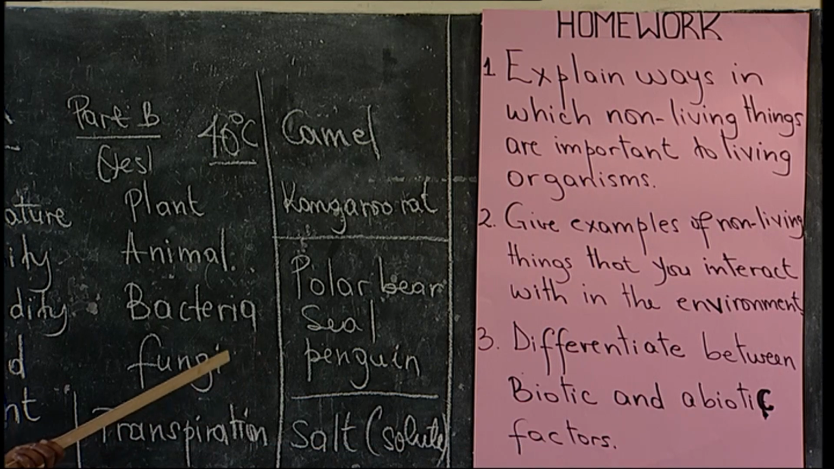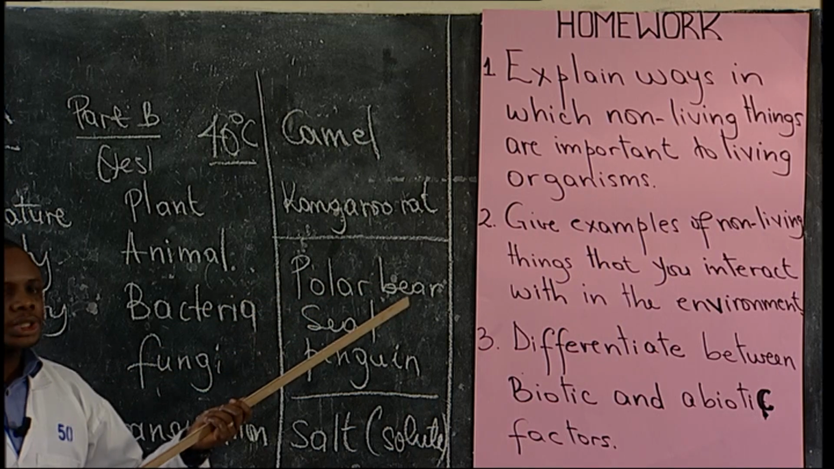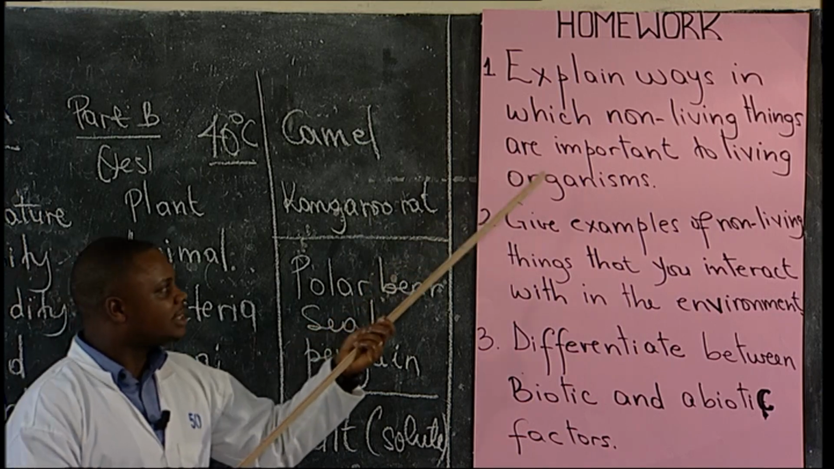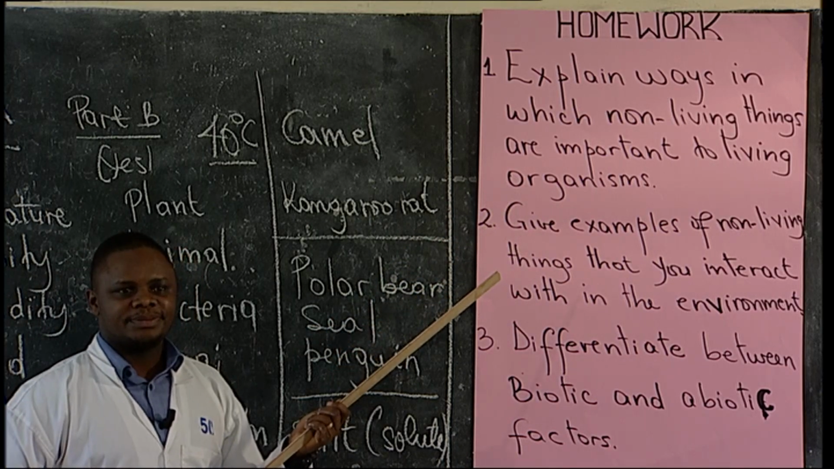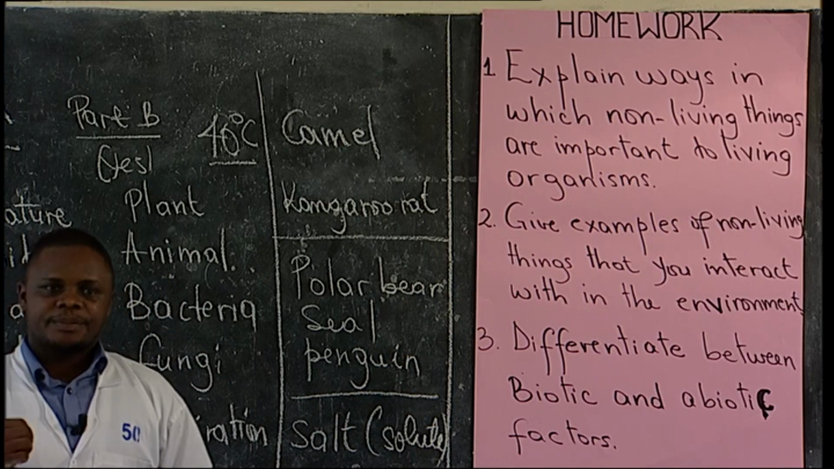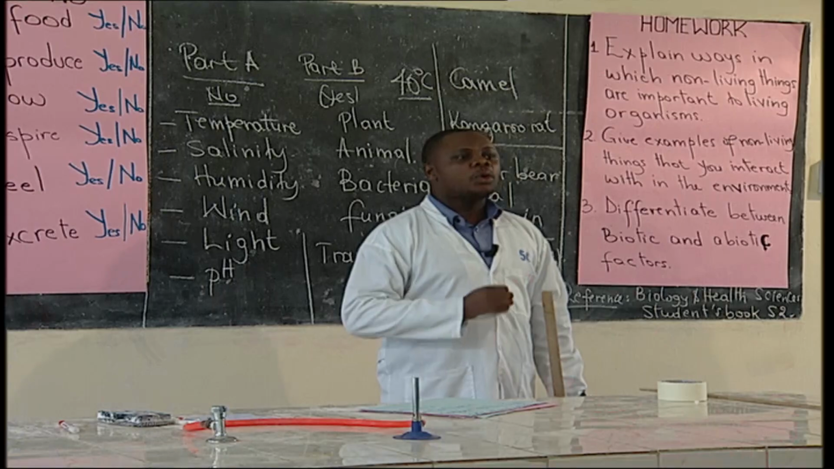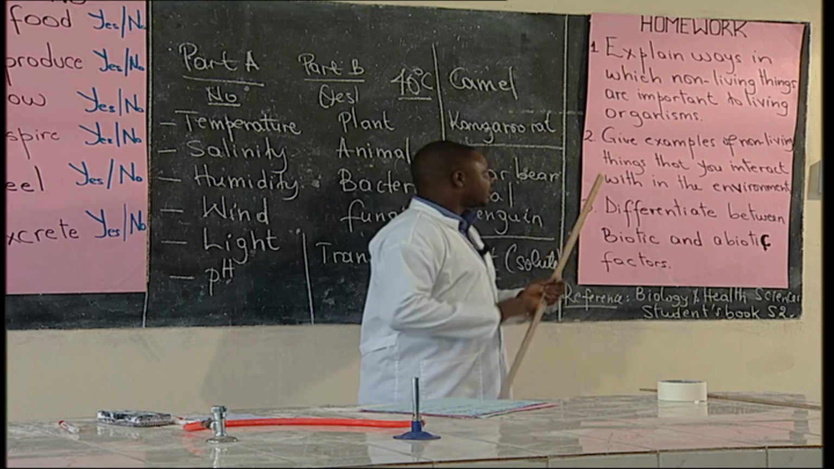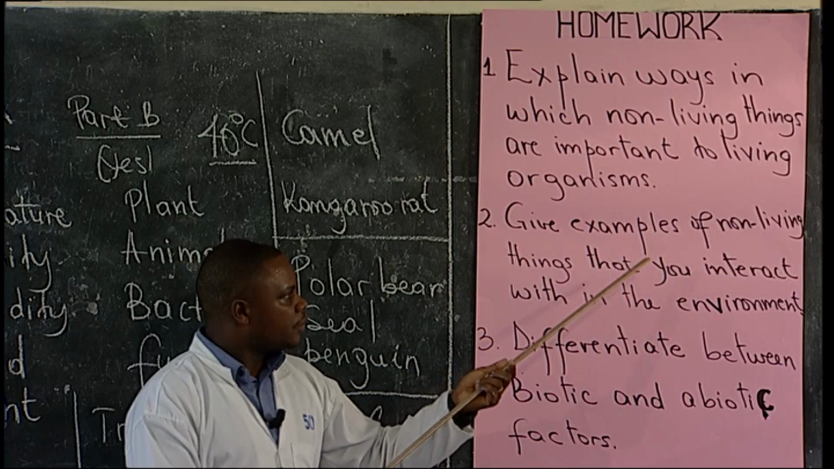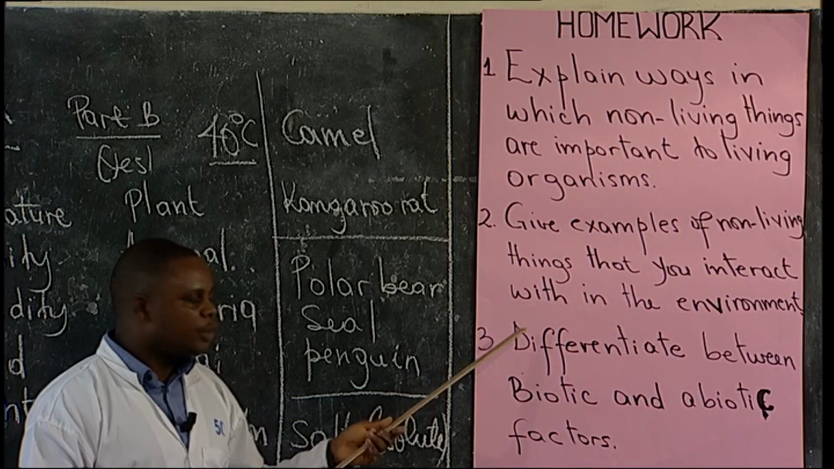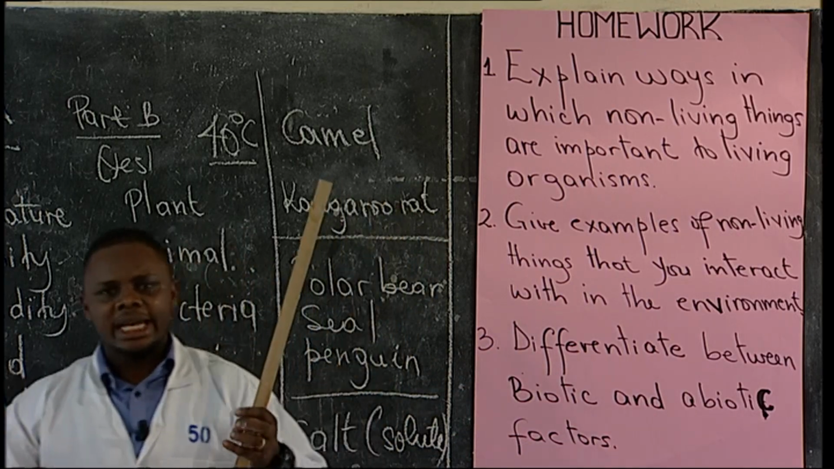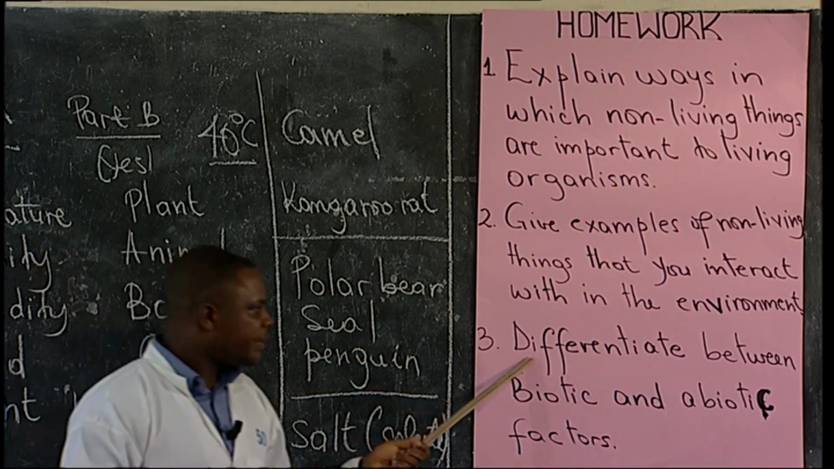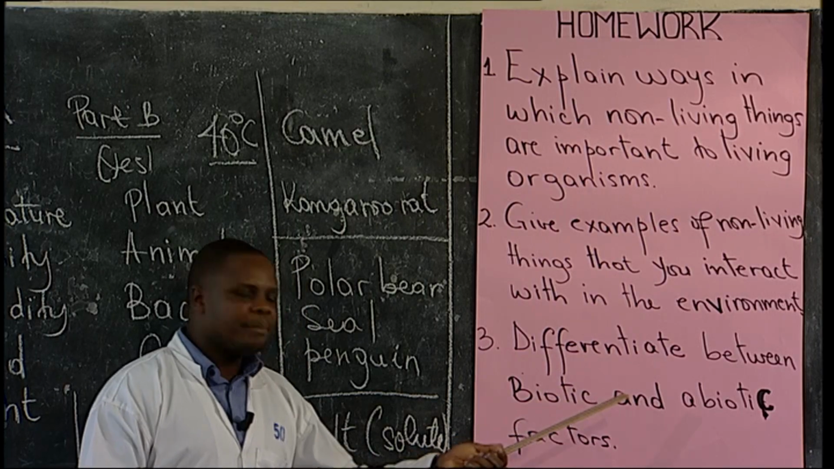Or, to make it clear, let me go through the questions. Explain ways in which non-living things are important to living organisms. How are non-living factors or abiotic factors important to biotic factors? Give examples of non-living things that you interact with in the environment. The ones which are non-living and you normally need them, you use them. Differentiate between biotic and abiotic factors.